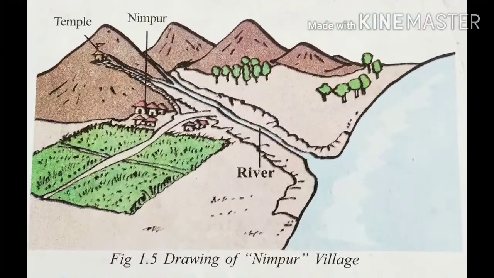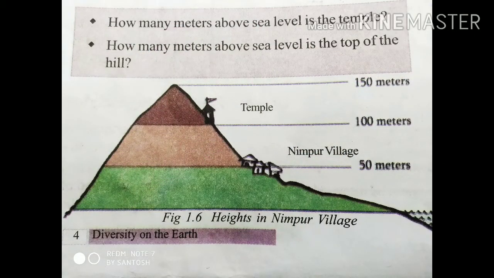See the picture of Nimpuri village below to understand this idea. In the map, a river and the Nimpuri village temple are also located. The second picture is given with heights from 0 meters to 150 meters. 0 to 50 meters is green, 50 to 100 meters light brown, and 100 to 150 meters deep brown. We always measure height from the sea level. With the help of the heights we can easily find the height of Nimpuri village and the temple.